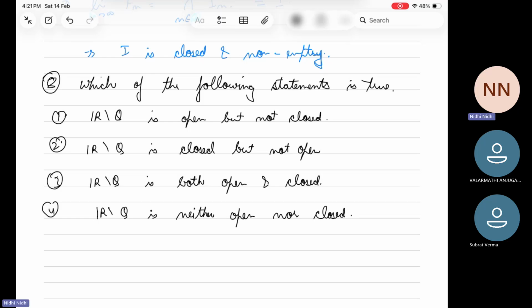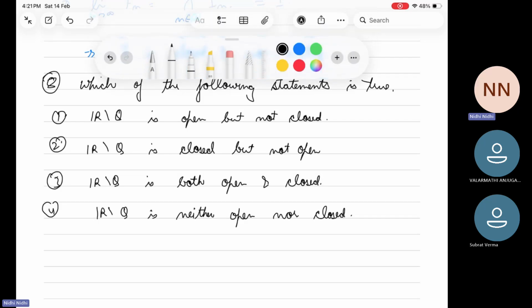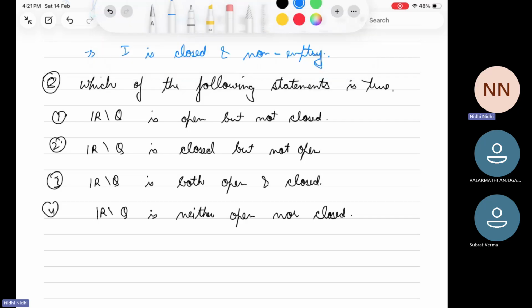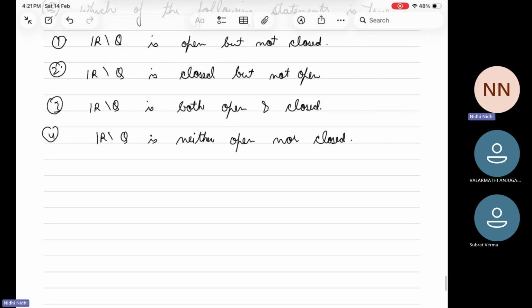In order to understand this problem, one must be aware of the fact that the set of rationals is neither open nor closed. We'll see how. Firstly, we make a remark that the set of rationals is neither open nor closed. Okay, let's see how. Firstly, let's start with open.